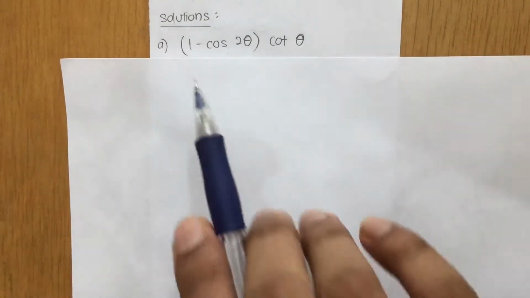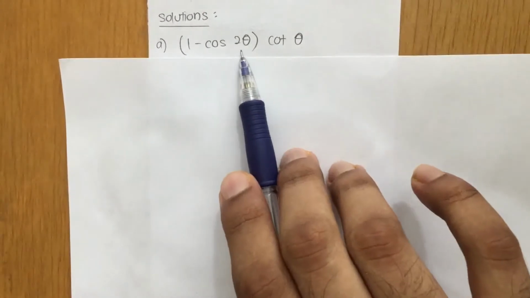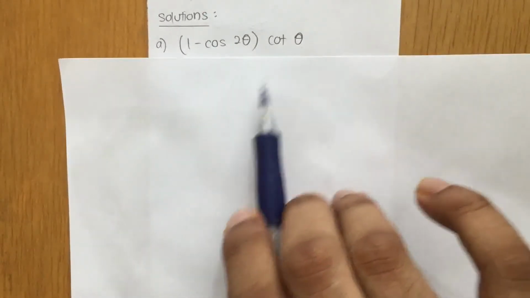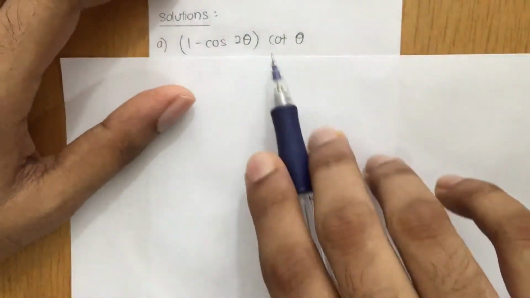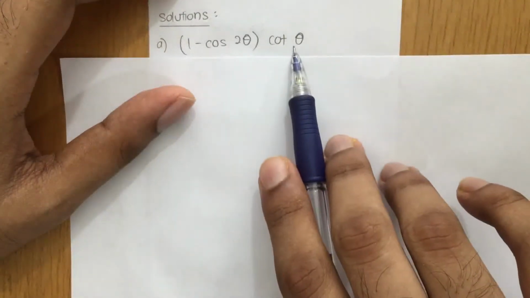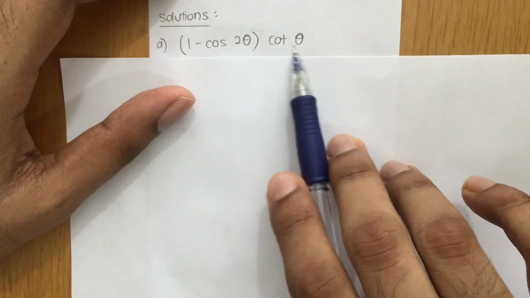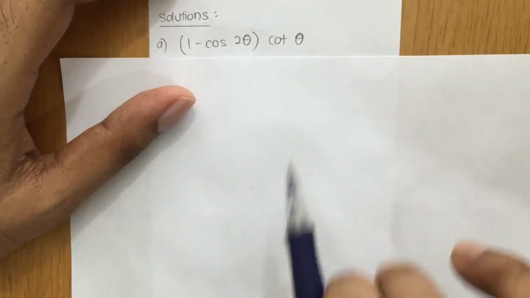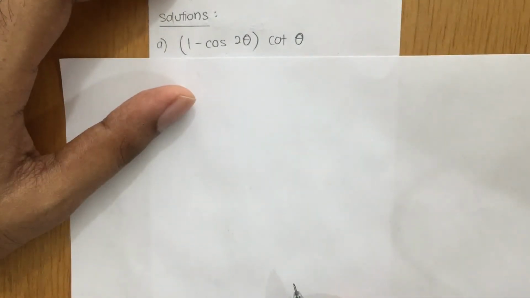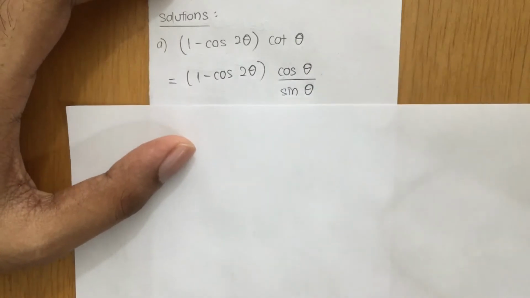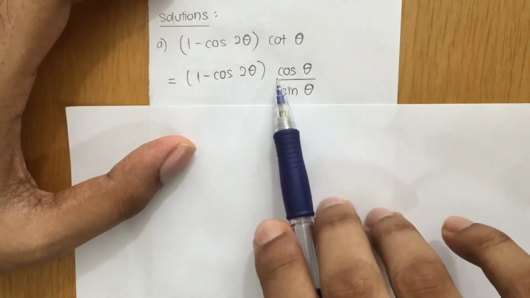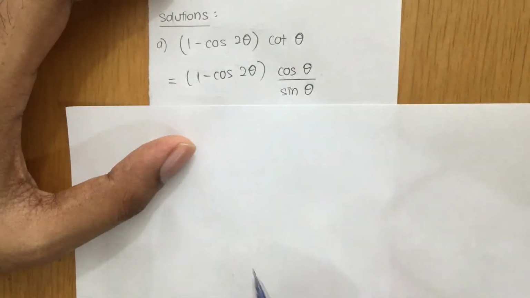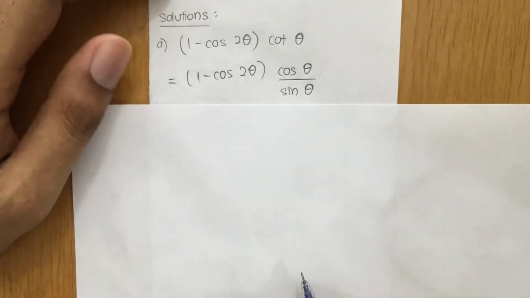Okay, to start off, we rewrite the whole equation from the left hand side: 1 minus cos 2 theta in a bracket, cotangent theta. So this cotangent theta you can express in terms of cos and sine, where cotangent theta is equal to cos theta over sine theta. So from here, 1 minus cos 2 theta in a bracket, times cos theta over sine theta. Let us continue to the next step.